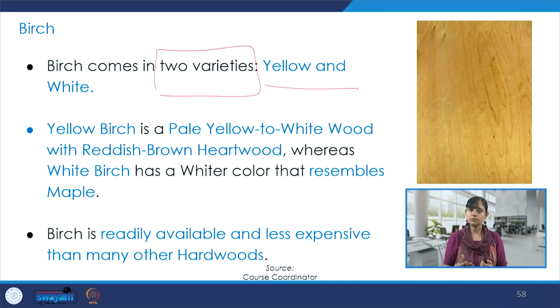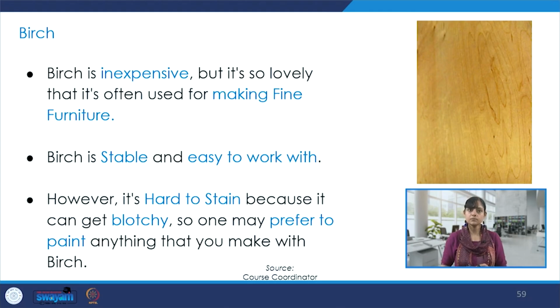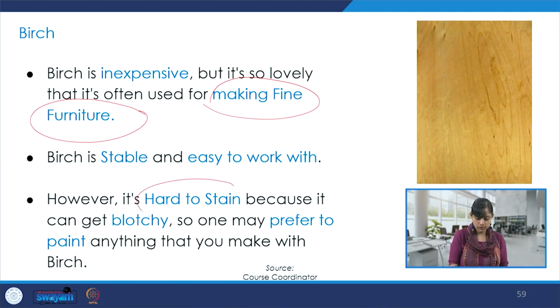It is readily available, and the important thing is that for the category of hardwoods, it is slightly less expensive. So we could use that. It comes in this kind of a tint and it's not so expensive compared to the other hardwoods. It is used for making fine furniture, like I was telling on the previous slide. It is quite stable and we can work easily with it. But the problem is that it is hard to stain because it can get blotchy. So one may prefer to paint anything that has to be made out of birch.